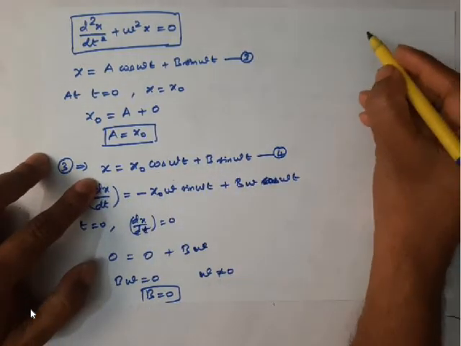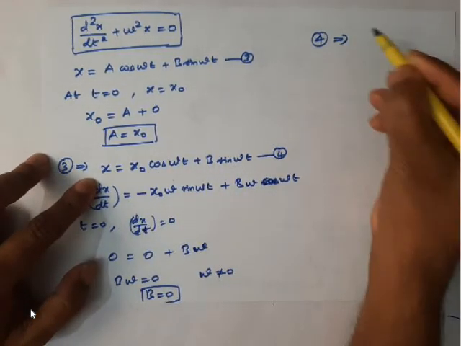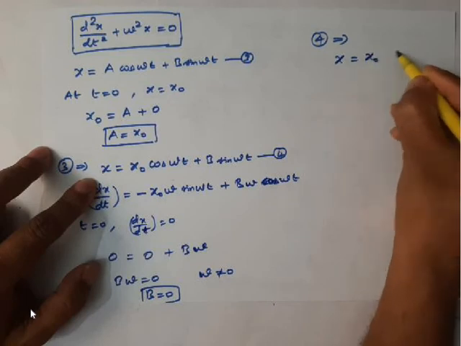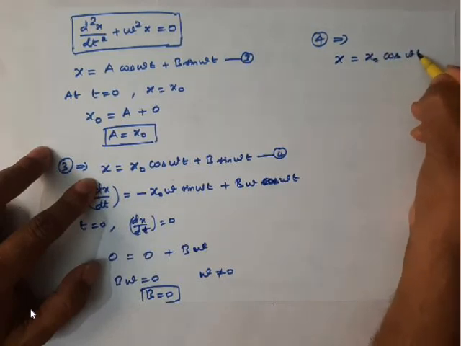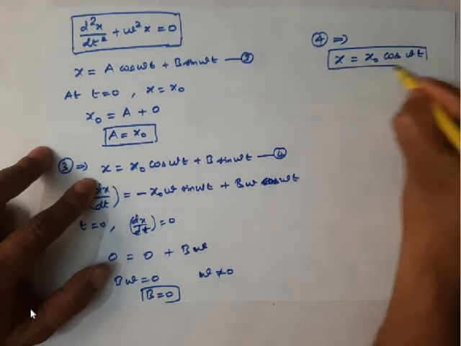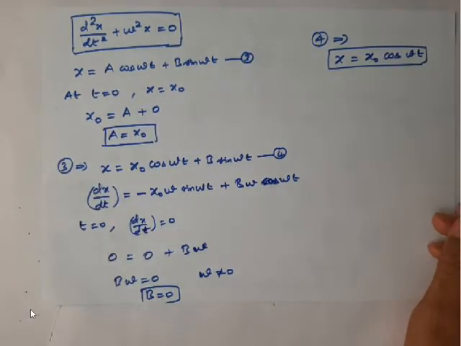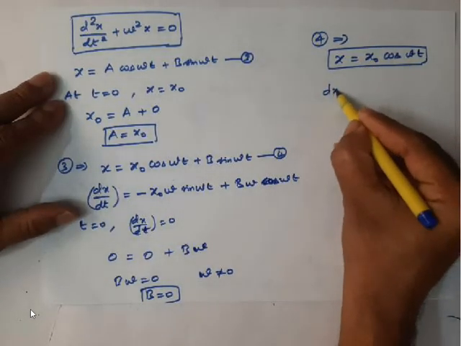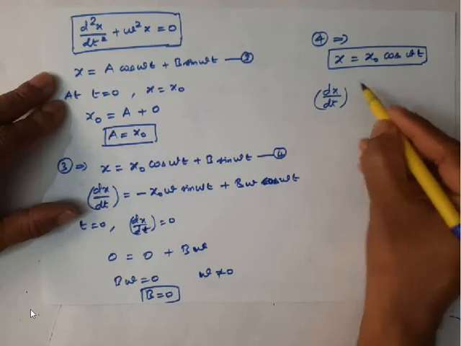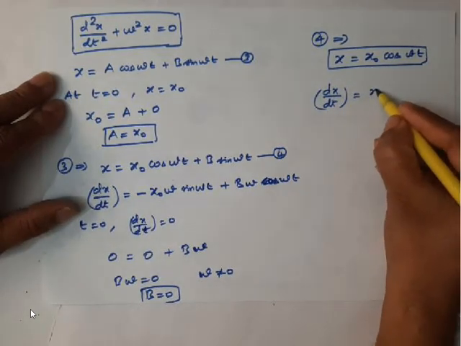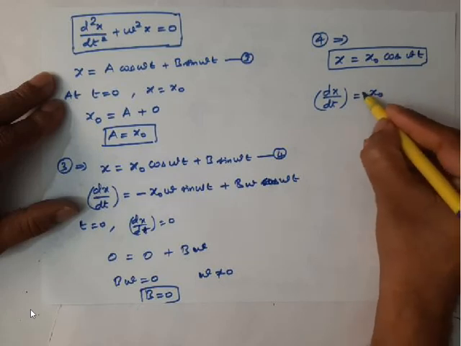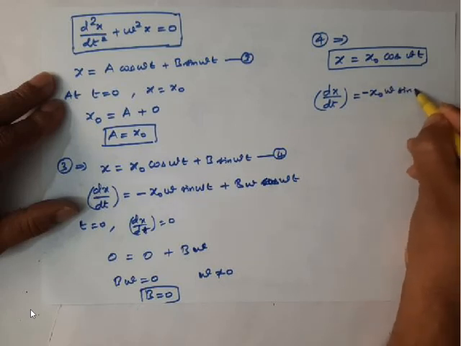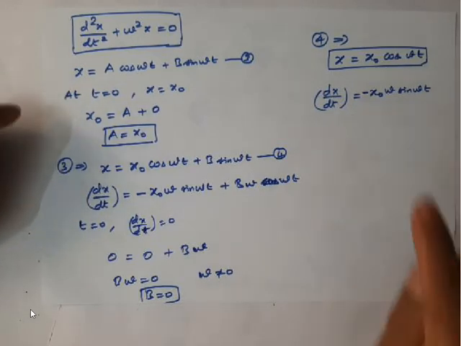So equation 4 will become x is equal to x naught into cos omega t. This is the equation of motion of this oscillator. Remember, x naught is the amplitude of the vibration. Then what is velocity? dx by dt. Now I'll differentiate this. dx by dt equal to x naught into cos omega t, and if you differentiate, you get minus omega into sin omega t. This is the expression for velocity.